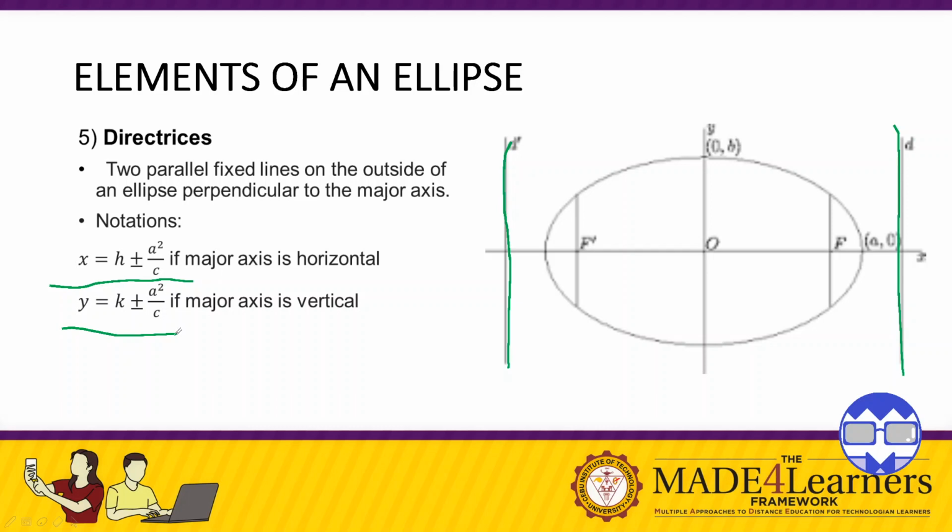Just try to connect: if it's x equals h, it's horizontal; if it's y equals k, it's vertical. So if you have a vertical major axis, we are sure that the directrices have the form y equals k. Then we just add and subtract a squared over c. Here c is the focal distance and a is the length of the semi-major axis.